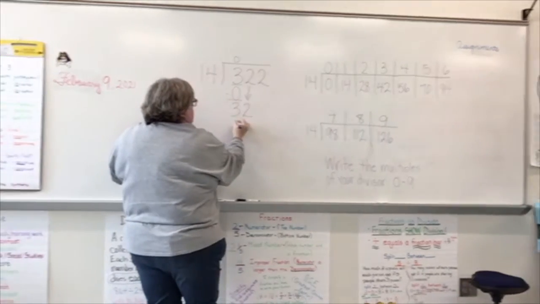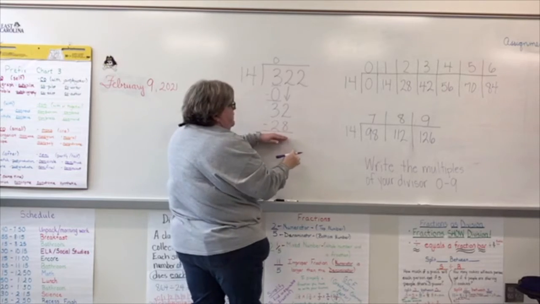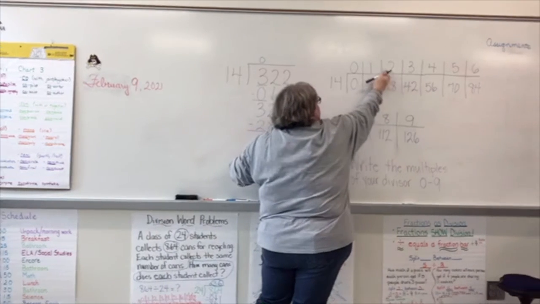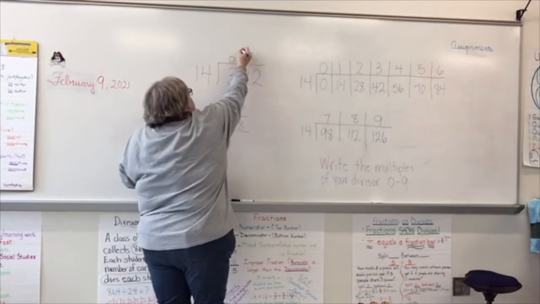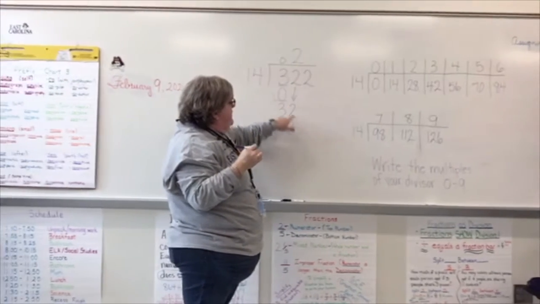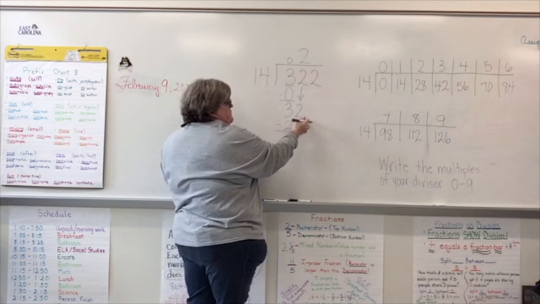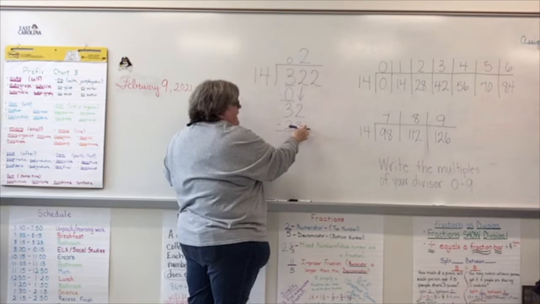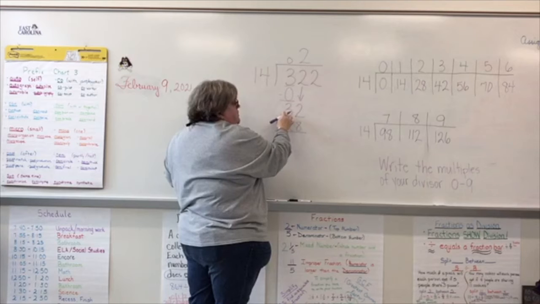So I write 28 under my 32. I look to see what factor is above the 28, which is 2. And I put it above the 2 that I brought down. Now I subtract. 2 take away 8. 8 is too large, so I have to go next door to my tens and regroup.